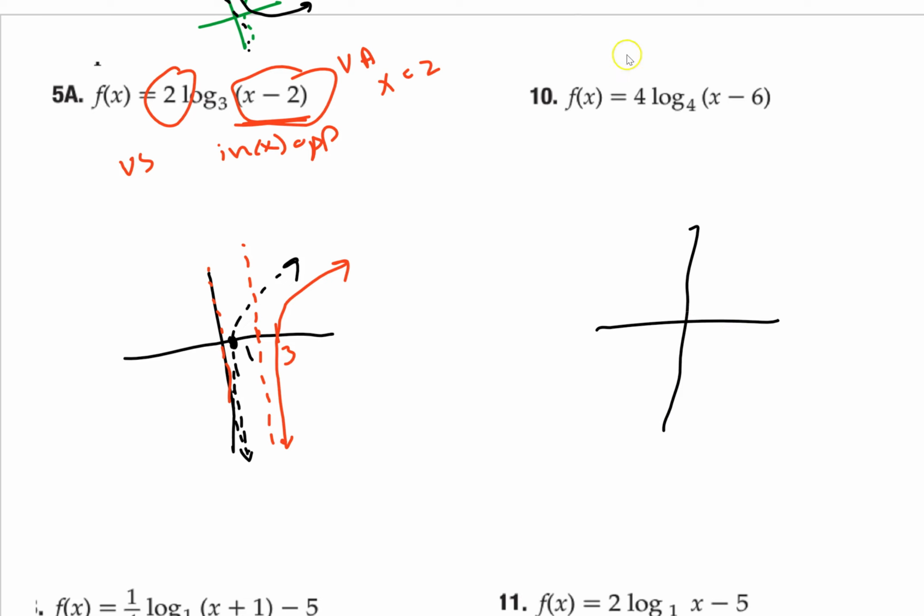Okay, so again, another log graph. Let's talk about a basic one. Again, the 4 part really doesn't matter. It affects the stretch and shrink a little bit, but unless we have a calculator, we don't really care. So a basic graph looks kind of like this. And again, it's just a sketch. That's all we care about.